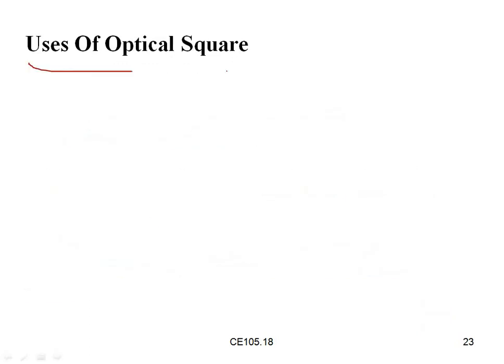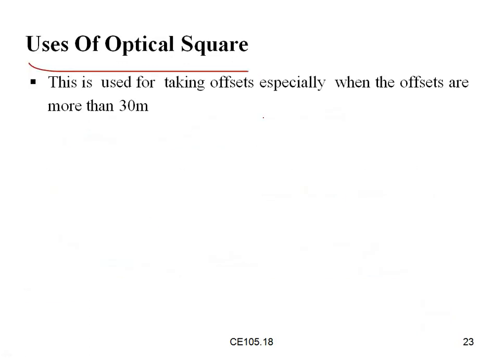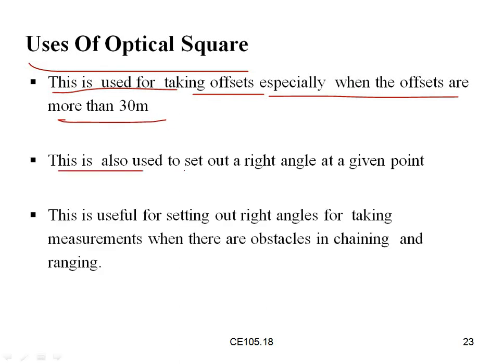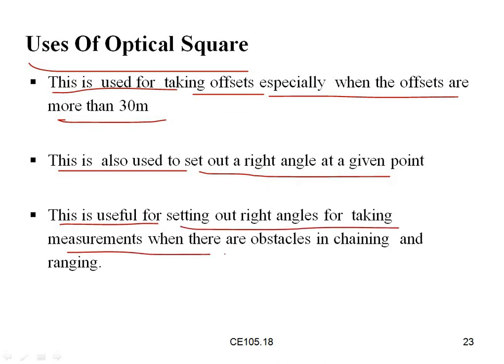So what are the uses of the optical square? This is used for taking offsets, especially when the offsets are more than 30 meters. This is also used to set out a right angle at a given point. And this is useful for setting out right angles for taking measurements where there are obstacles in chaining and ranging.